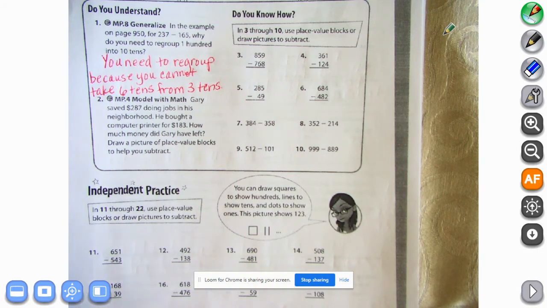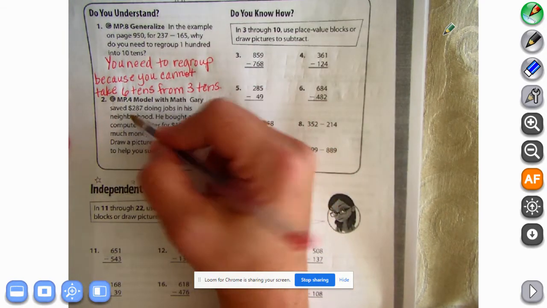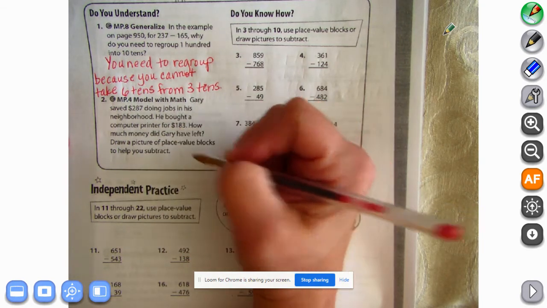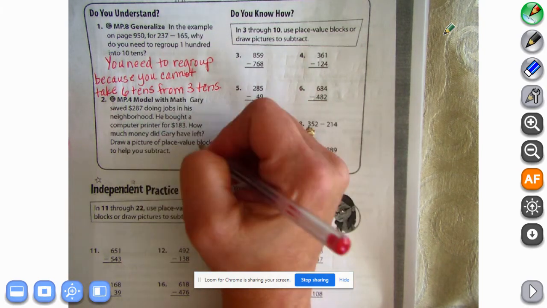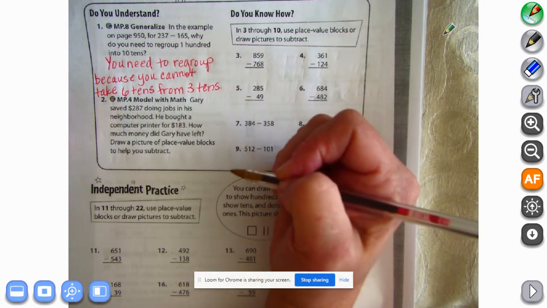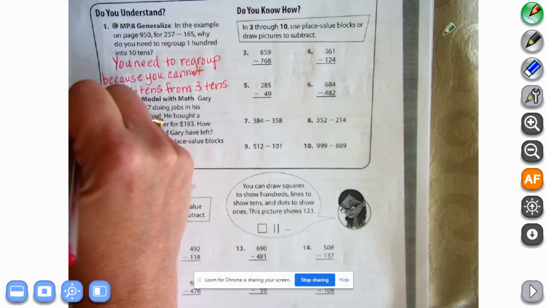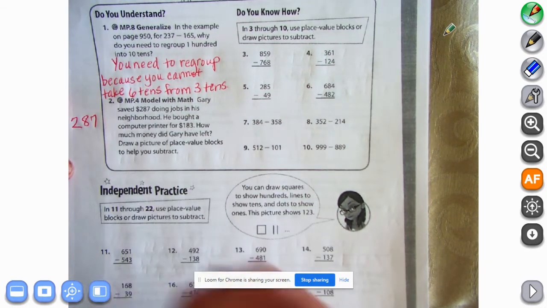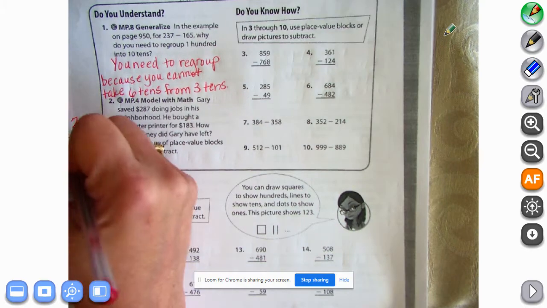Okay, so number 2 says, Gary saved $287 doing jobs in his neighborhood. He bought a computer printer for $183. How much money did Gary have left? You can draw a picture of place value blocks to help you subtract if you need to. We're going to go ahead and stack it. So we have 287 minus the 183 that he spent.